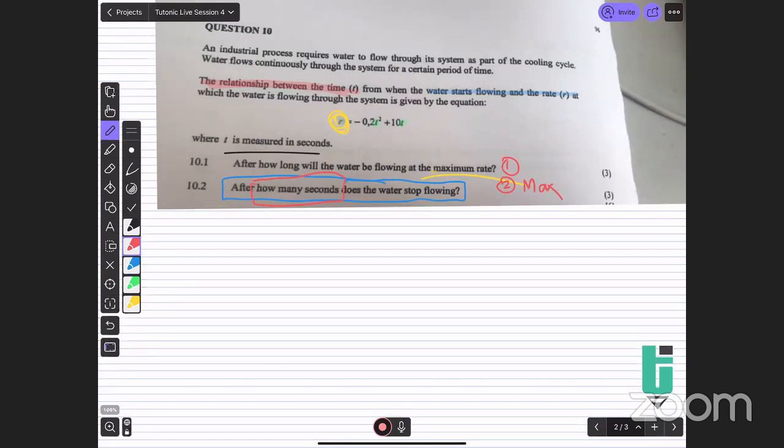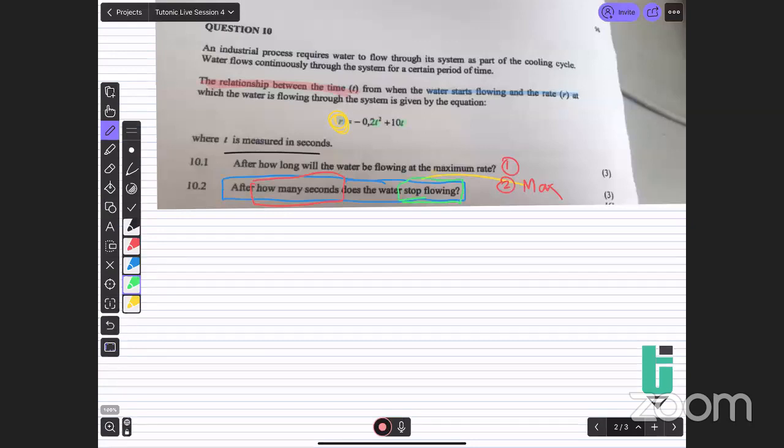What's the key word in the sentence? How many seconds? Seconds. So they want you to work out t. So what is t? T for what? The stop of the flow. That's the key word, the key phrase.